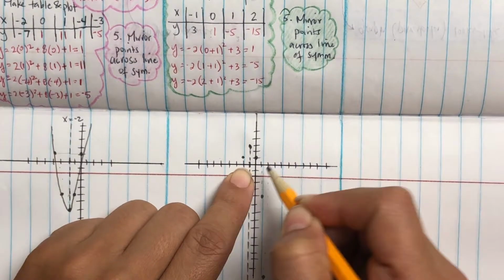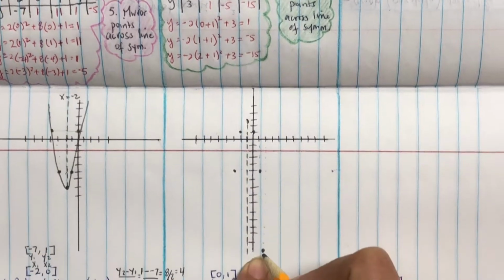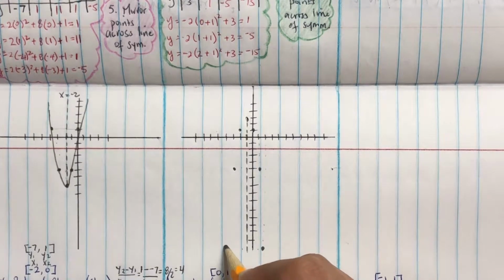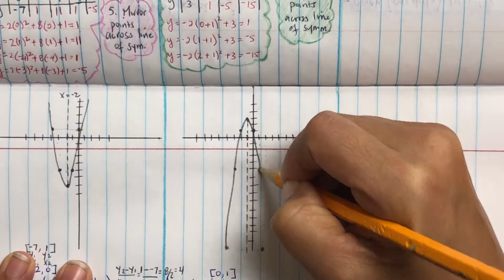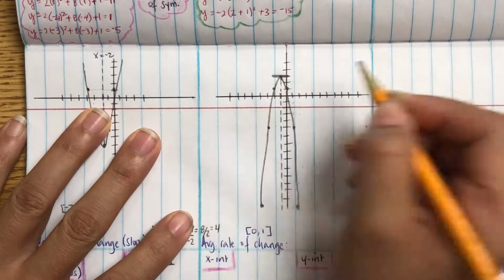So 1, 1, 1, 2, 1, 2. 1, 2, 3, 1, 2, 3. And then now you're just going to join it as best as you can, which makes sense because it's a sad face, so we already know that it's supposed to go that way with a max happening there.